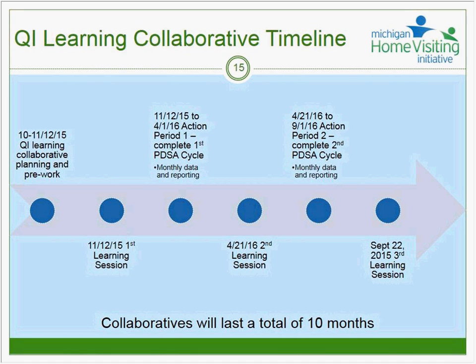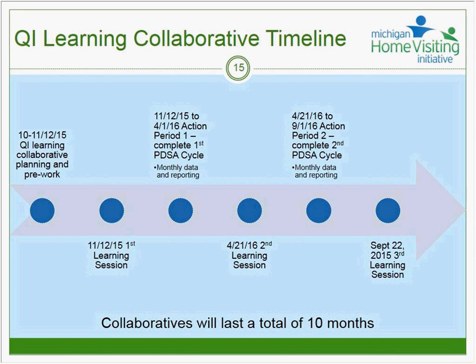On November 12th of 2015, we'll have our first learning session. After that, you'll go back home to your local implementing agencies, and that'll be your first action period. From after that first learning session on November 12th to April 1st of 2016, that's your first action period, and that's when we are going to ask you to complete your first PDSA cycle. During that action period, you'll be doing monthly data collection reporting to us. And that will conclude that first action period with our second learning session on April 21st.